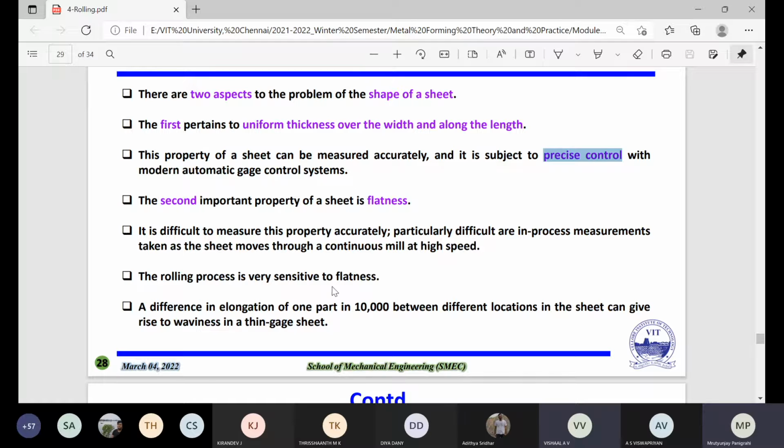And the rolling process is very sensitive to flatness. Okay, so whenever you are talking, you do not think that with big equipment, if plus or minus something happens, then we can manage. No, you cannot manage. Okay, so that's why you have to think carefully. A difference in elongation of one part in 10,000 between different locations in the sheet can give rise to waviness in a thin gauge sheet.